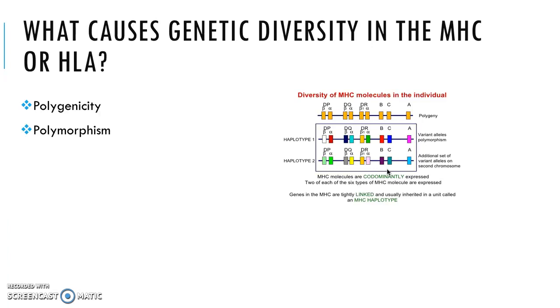The MHC has a great amount of polygenicity, meaning that class 1 and class 2 molecules are coded by multiple independent genes. Class 1 and class 2 molecules have 6 different genes that each encode for those molecules.